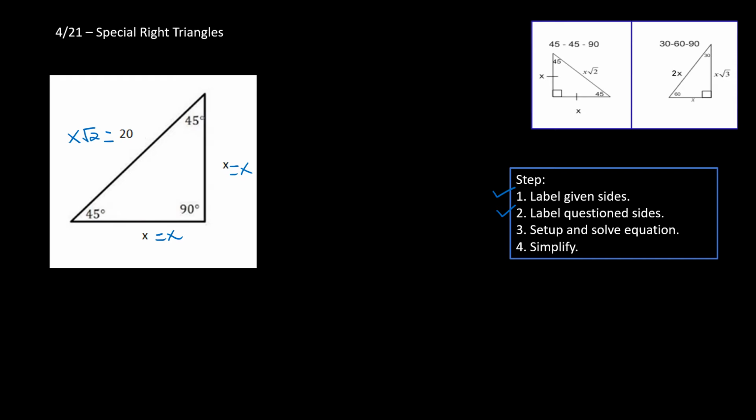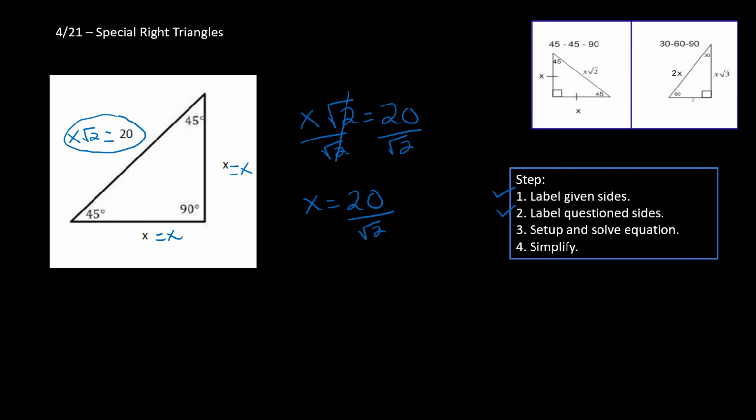Now we're going to go through the setup and solve. So for the setup and solve, we see that we've got to solve this guy here. So we're going to say x square root of 2 is equal to 20. Like we did in the last problem, we want to isolate x, so we need to divide both sides by square root of 2. We already know that these will simplify out, so we're left with x equals 20 over the square root of 2. So we did our setup and solve.